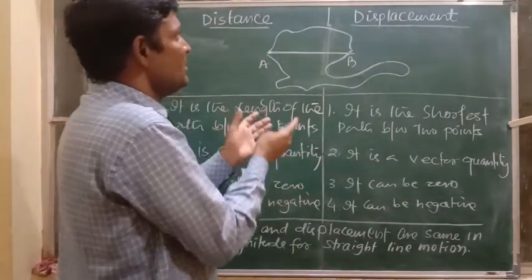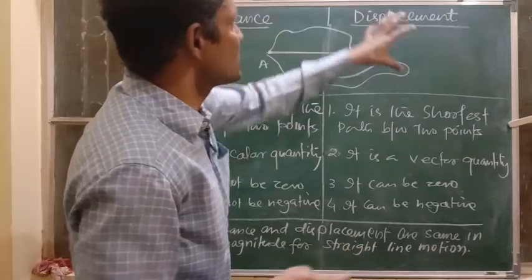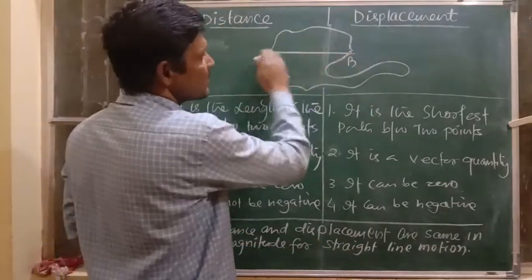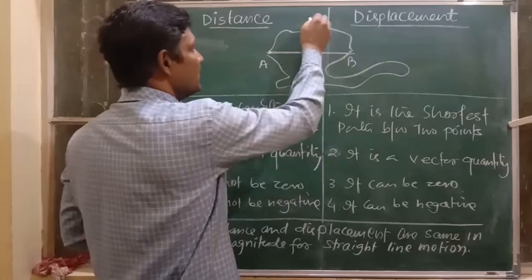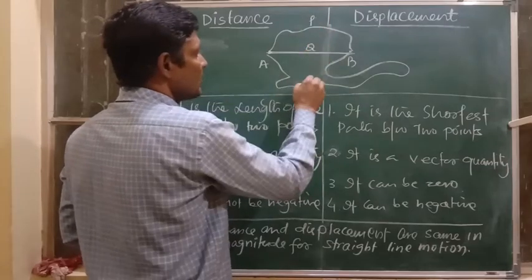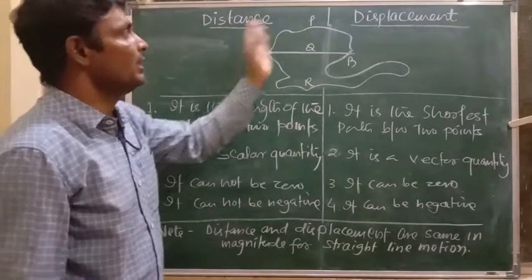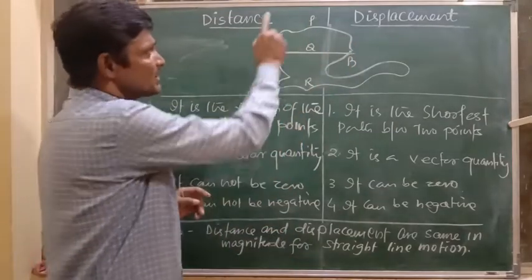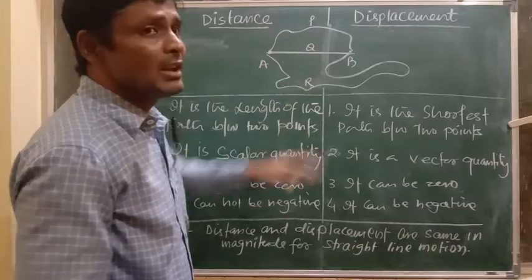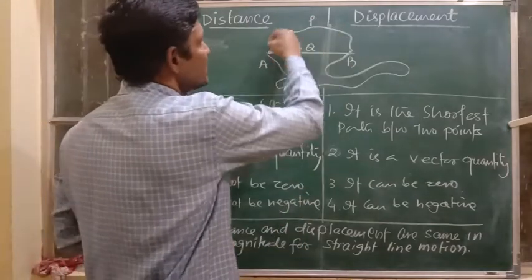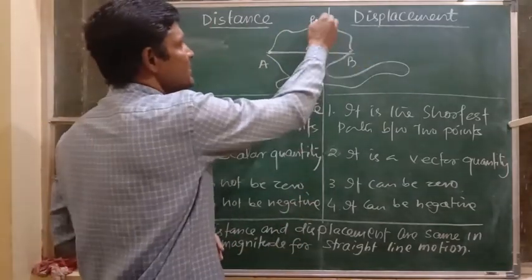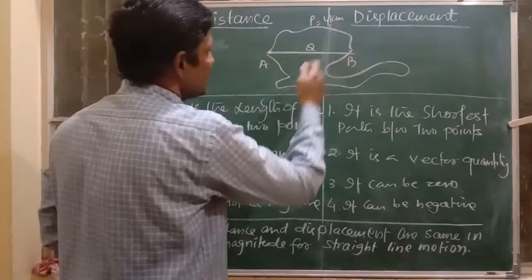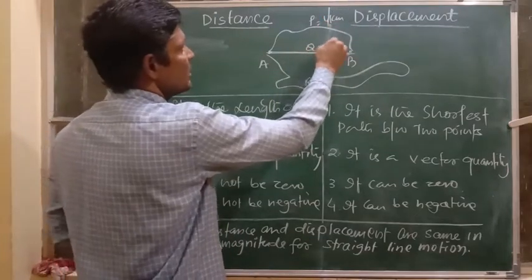To understand these two words, let us consider 2 points A and B separated by some distance, and 3 students P, Q and another are asked to find the distance or displacement between these 2 points. When I asked P what is the distance, he took this path and measured the length of this path and told me, sir, it is 4 km. When I asked Q, he took this path and he measured it is 3 km.